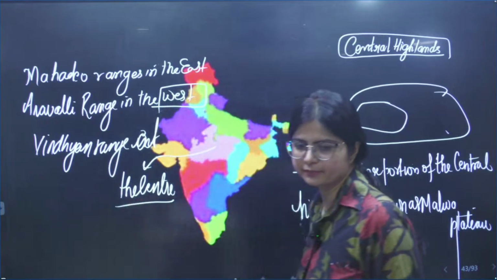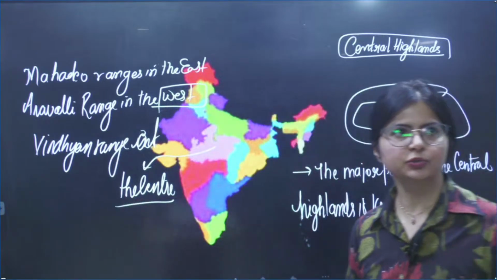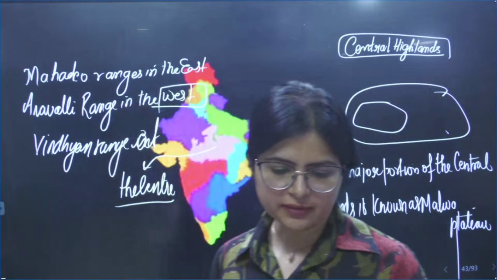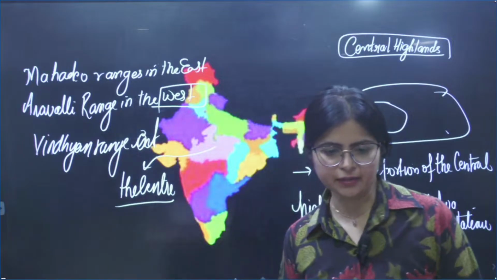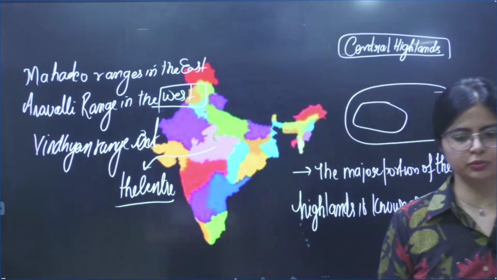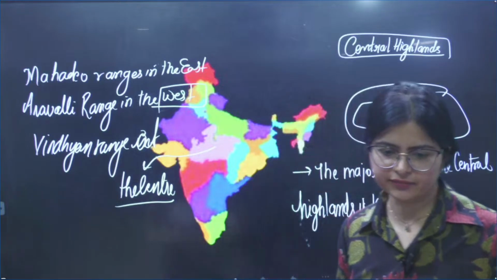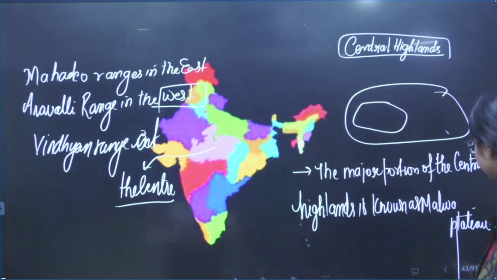I'll show you the map. Just write down the data right now. I'll show it through the map also. A major portion of the Central Highland is known as Malwa. The plateau is surrounded by the Mahadeo range in the east, the Aravallis in the northwest, and the Vindhyan at the center.